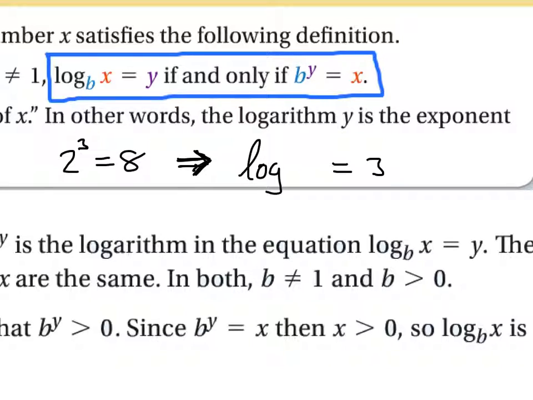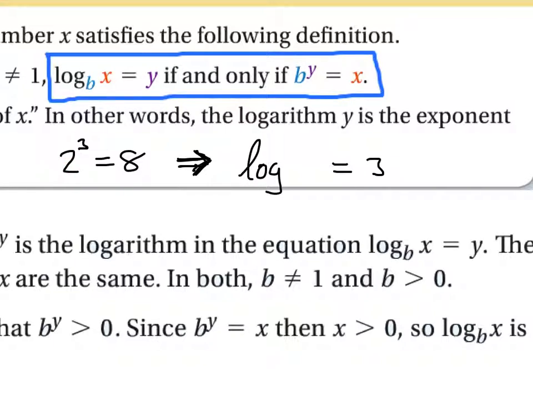So the log is the exponent. Okay? Well, now wait a minute. Exponents, we've talked about exponent notation before. The number down below, this number right here, what do we call that number? The base. That's the base of the exponent, right? So that's the base of the exponent.